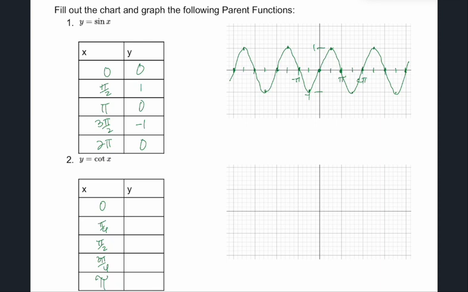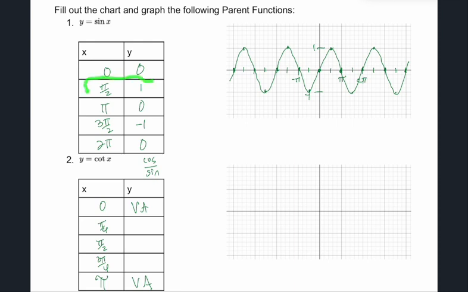Now remember, every place that the sine is 0, the cotangent, because it's cosine over sine, will have a vertical asymptote. So go back up to the chart here. At 0, I'm going to have a vertical asymptote. And at pi, I'm going to have a vertical asymptote. Okay, so I know that we have a beginning and an ending on a vertical asymptote for a cotangent.